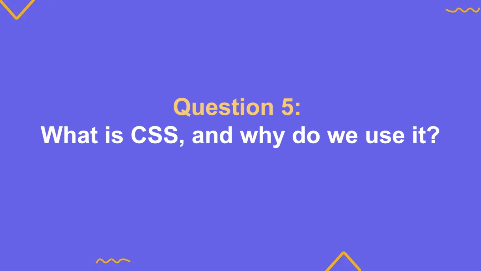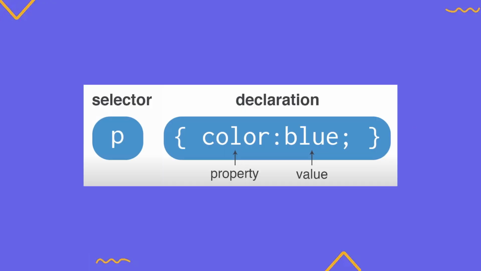What is CSS and what is it used for? CSS stands for Cascading Style Sheets. It is used to add various styles to an HTML page. While plain HTML represents the basic structure of a web page, the task of adding visual effects lies with CSS.